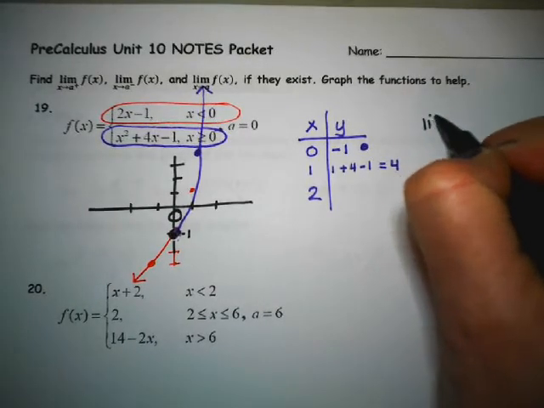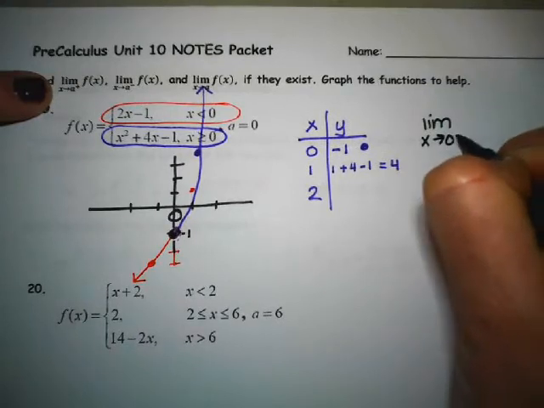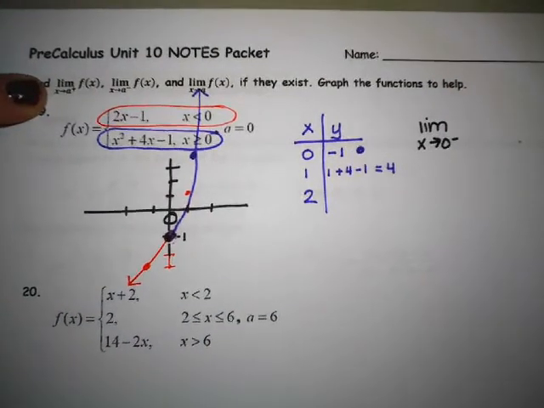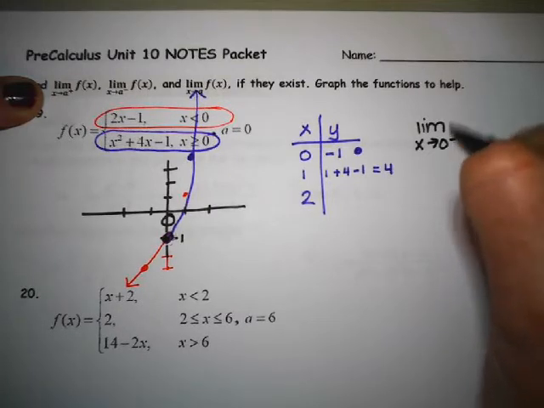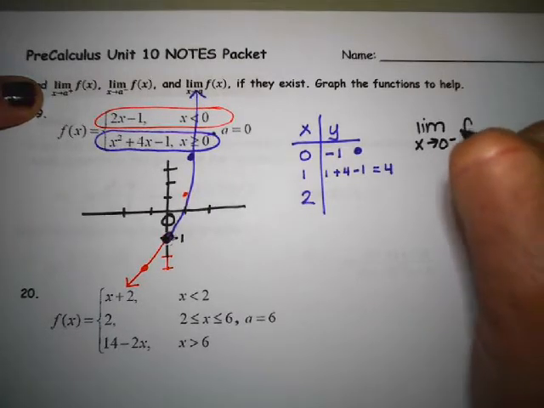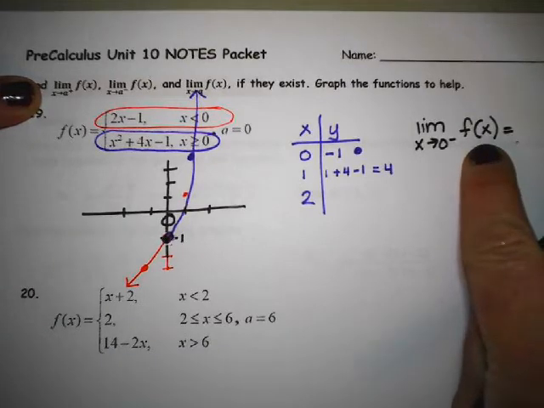My first question is, what is the limit as x approaches 0 from the left? Now, when you write out limits, notation-wise, you have to put something next to this. You can't just say limit. And we're supposed to be defining the limit of f of x. So it's very important that you put f of x right there.